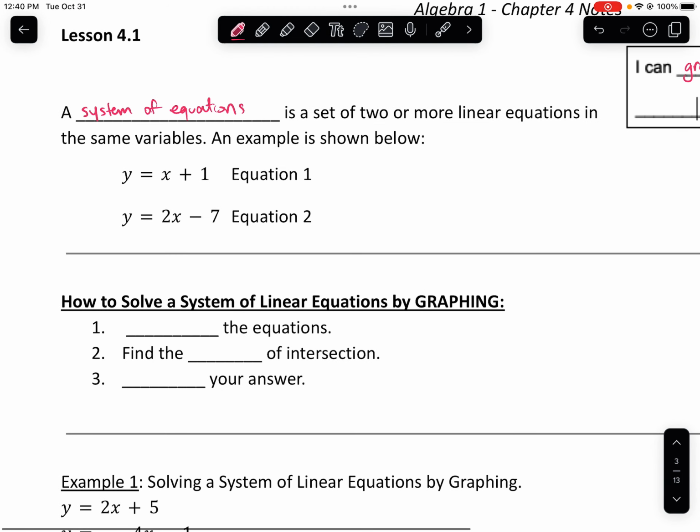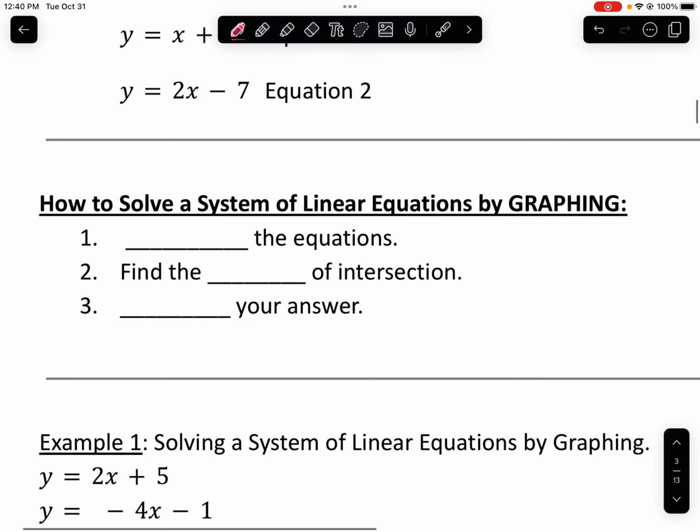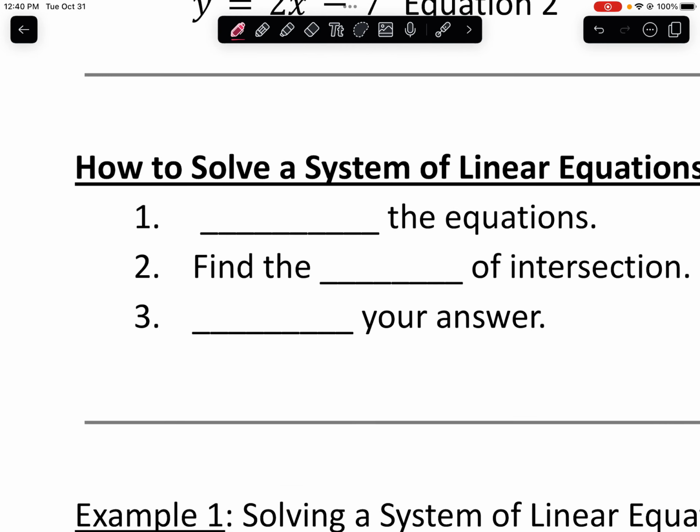So this entire chapter, we are going to talk about 3 different ways you could solve systems of equations. Today is going to be the first way, which is through graphing. So how to solve a system of linear equations by graphing. Here is step number 1. You are going to graph the equations.